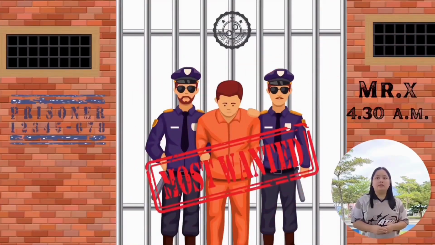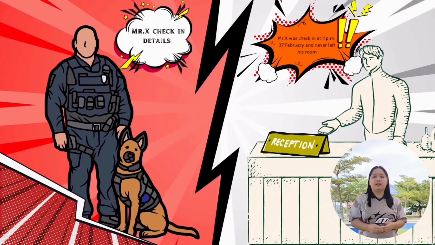At 4:30 a.m. on 28 February, Mr. X was arrested as a murder suspect at the hotel near the murder scene. According to the hotel receptionist, Mr. X checked in at 11 p.m. on 27 February and never left his room until he was arrested.